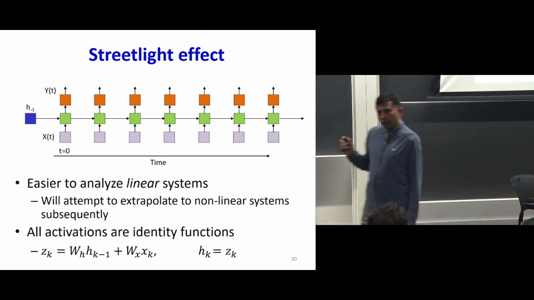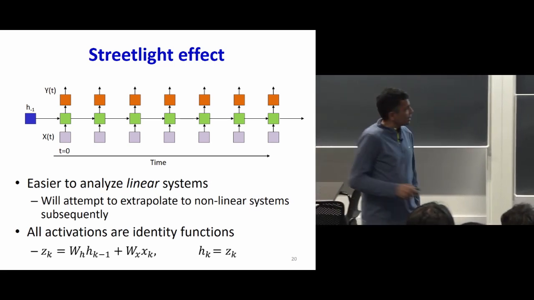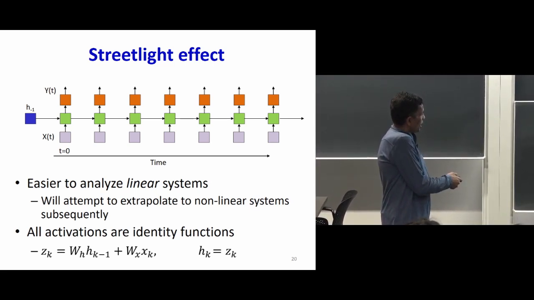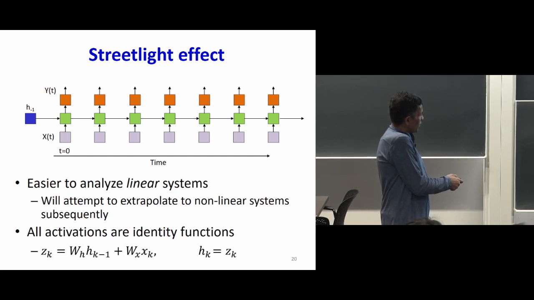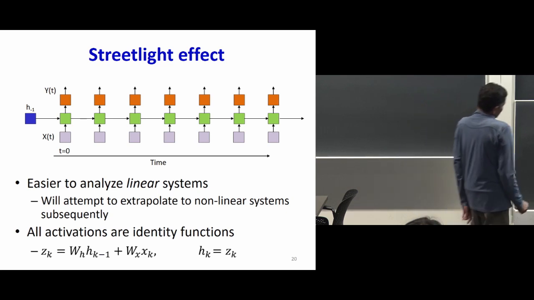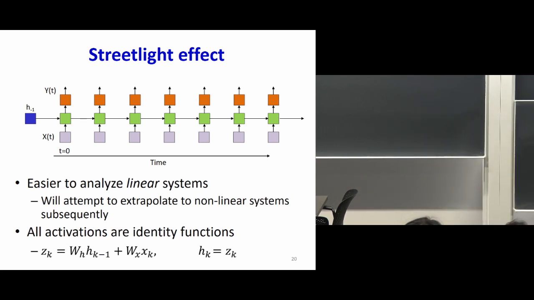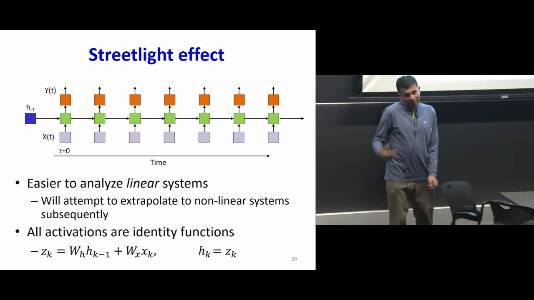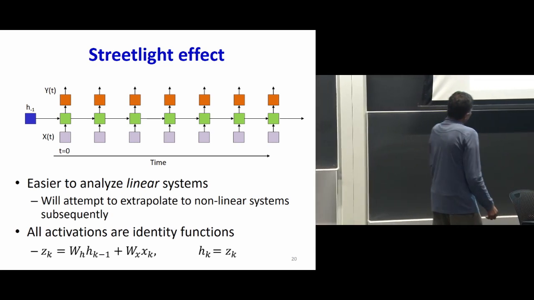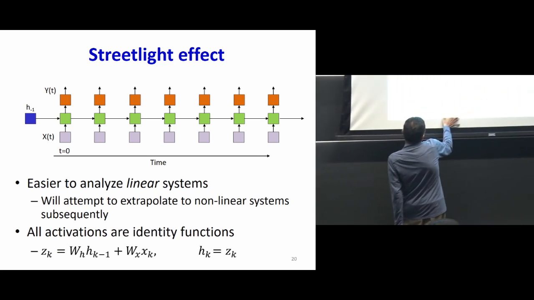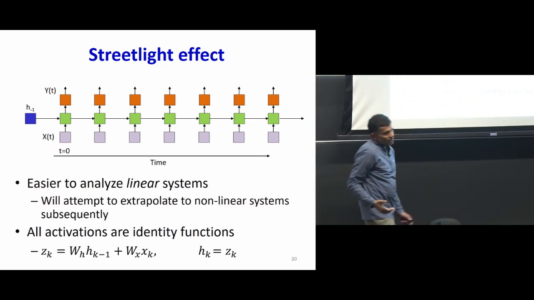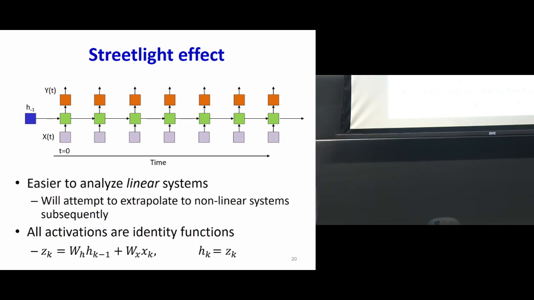So let's begin with the linear system. In the case of the linear system, we're going to assume a very simple activation. All activations are identity functions. So the output h is the same as z. z is going to be W times h_{k-1} plus W_x times x_k, which is to say that the hidden activation is the same as the affine input because the activation function itself is linear. And this value z is just some linear combination of the hidden values of the previous time instant plus some combination of the current input, standard, right?